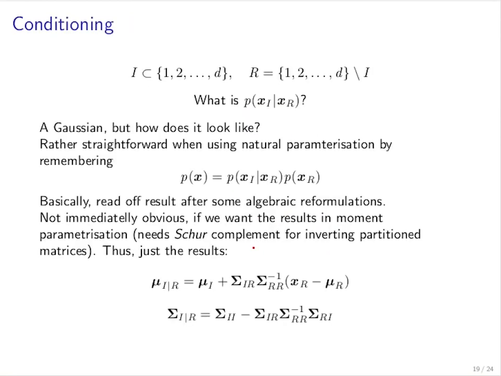Okay, next operation that we are interested in is conditioning. Conditioning means I have a multivariate random variable x, and I'm assuming I know some of those entries. And now I would like to know what's the probability density of the unknown, unobserved part of this random variable x. So again, I have a set of indices I that I don't know the values of, and I have a set of indices R that I know the values of. And as it turns out, this is a Gaussian, and the question is, how does it look like?